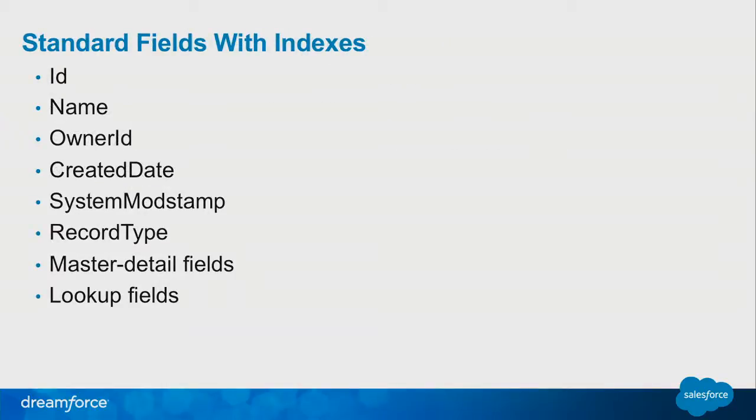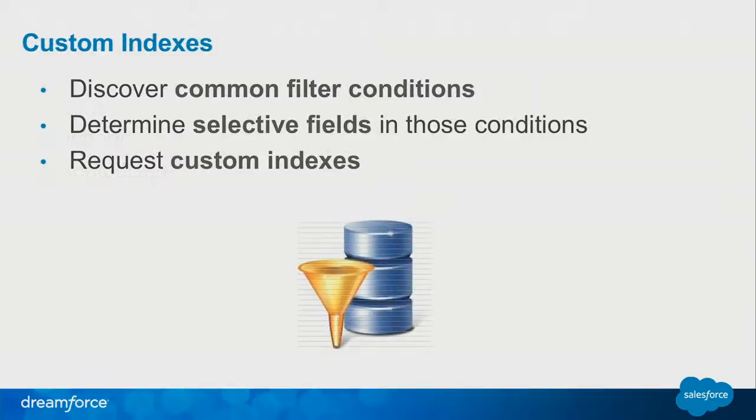So here are some fields with standard indexes: master detail records, lookup fields, record types. But more often than not, you're going to need custom indexes. And so the key here is to plan for this. You want to make sure when you're doing your development, you think about the types of queries that you're going to be making. If there are a set of fields that you're always going to be filtering on, get single or two-column indexes created by customer support. And you'll be using the query plan tool to help determine the selectivity as you're deciding on whether to index those fields.